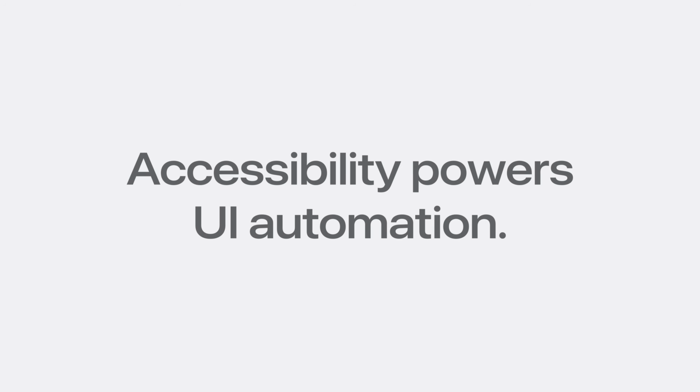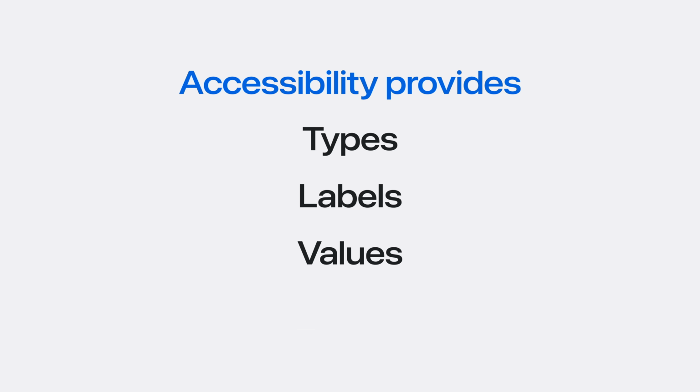The thing is, accessibility is the underlying framework that powers UI automation. Having a great accessibility experience means you get a great UI automation experience too. Accessibility provides information directly to UI automation, such as element types, labels, values, and frames. But what accessibility sees is not necessarily one-to-one with what you see as a person.